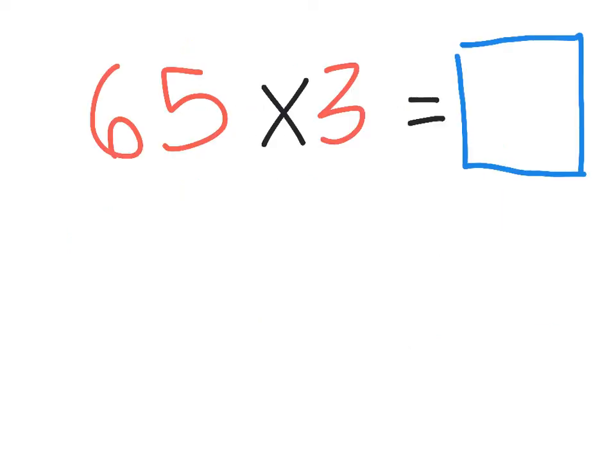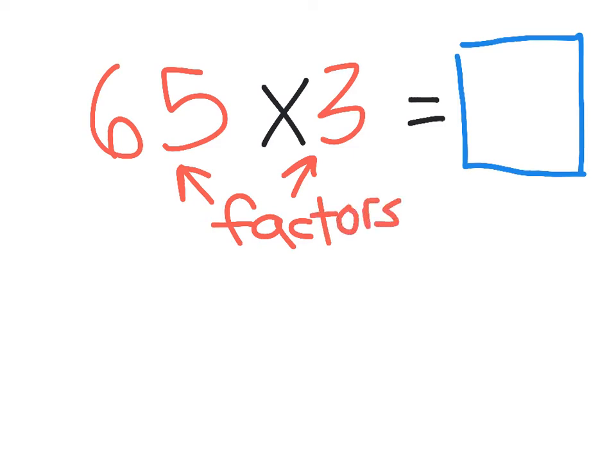So in this example, the 65 times 3, a couple things I want to point out to you. Your 65 and your 3, these are called your factors, which we know from when we did fractions. We know the factors are two numbers that make a larger number when you multiply them. And our answer ends up being our product. So your factors are the two numbers that are multiplied, and your product is your answer.